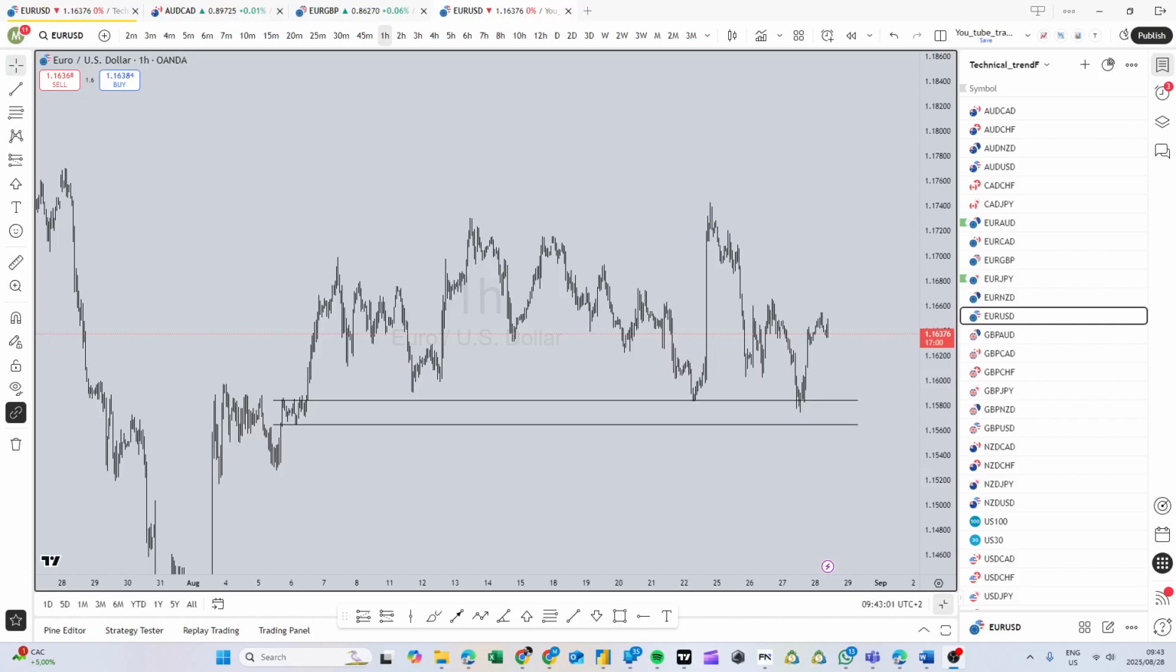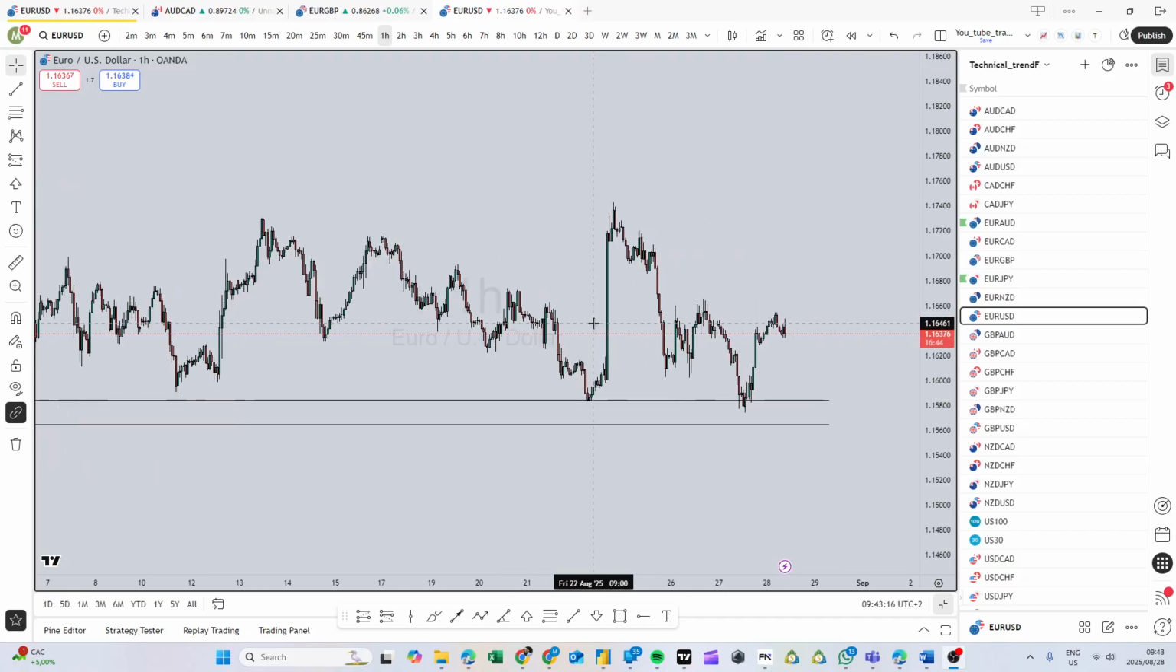Hi guys, welcome back. Today I'm going to be doing a breakdown of two trades that I've taken. One was on the euro and the other one is on the AUDNZD.